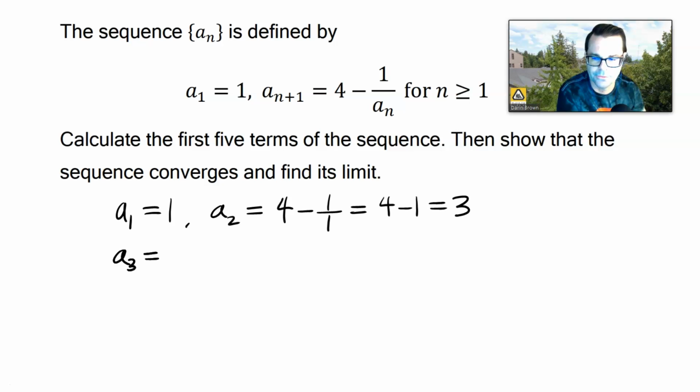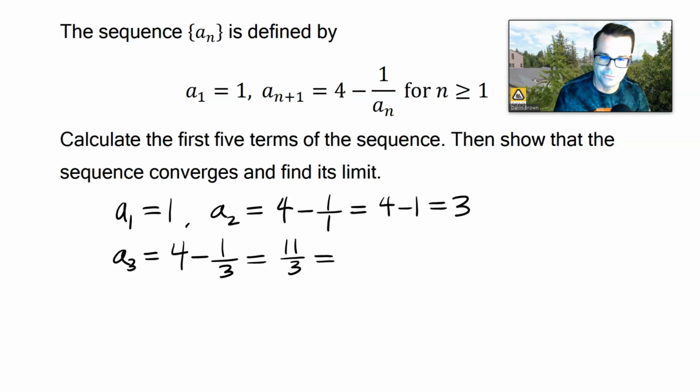What about the third term? So the third term will be 4 minus 1 over the previous term. Previous term was 3. 4 minus a third, which is 11 thirds, which is 3 and 2/3. So that's going to be 3.6 repeating. I'll use a repeating decimal here.